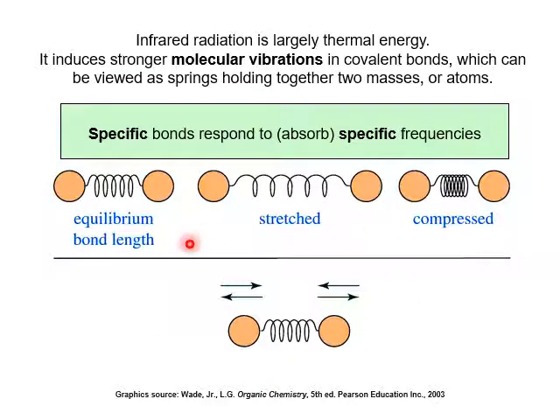So this is stretching. If you have this atom and this atom, the bond between them is constantly stretching and being compressed as well. They're bouncing towards each other and away from each other. But infrared radiation is largely thermal energy, and it induces stronger molecular vibrations in covalent bonds, which can be viewed as springs. So if you bombard this system with energy, this bond is going to be stretched and compressed more quickly. It's like you're applying some force to a spring, and so it's going to quickly bounce up and down.